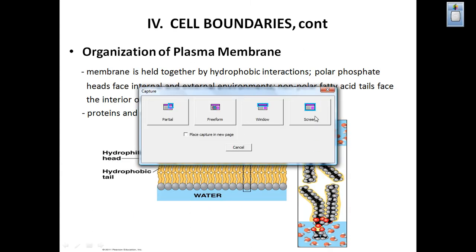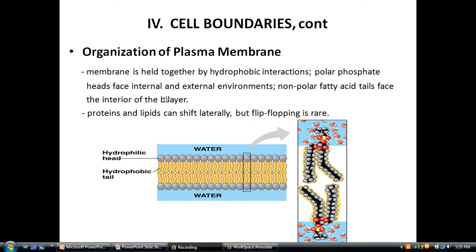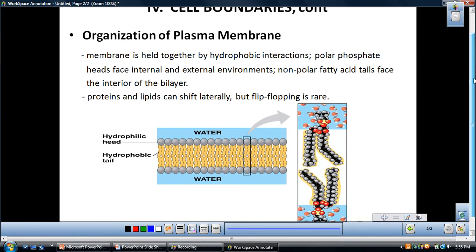Okay, so let's go into a little bit more detail. The organization of the cell membrane or plasma membrane, I tend to use cell membrane, but a lot of the books do still stick with plasma membrane. The membrane is held together by hydrophobic interactions. In this middle part, these are hydrophobic interactions between the fatty acid tails, and that tends to hold the bilayer together. The polar phosphate heads, like we said, face internal and external environments because there's water inside and outside, and the nonpolar fatty acid tails face the inside. So those hydrophobic interactions are what hold that membrane together.